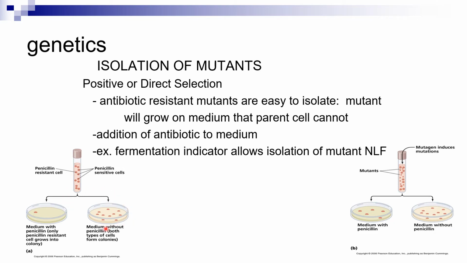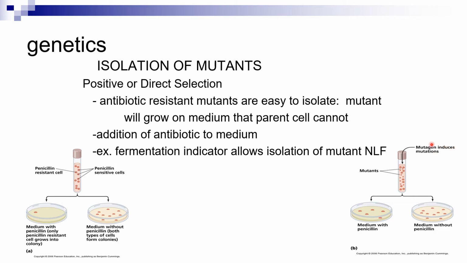So we have a medium that has penicillin on the left-hand side, and we have a medium that doesn't have penicillin on the right-hand side. On the right-hand side, we would expect all of our organisms to be able to grow, but only the organisms that have that resistance gene are going to be able to grow on the medium with penicillin.